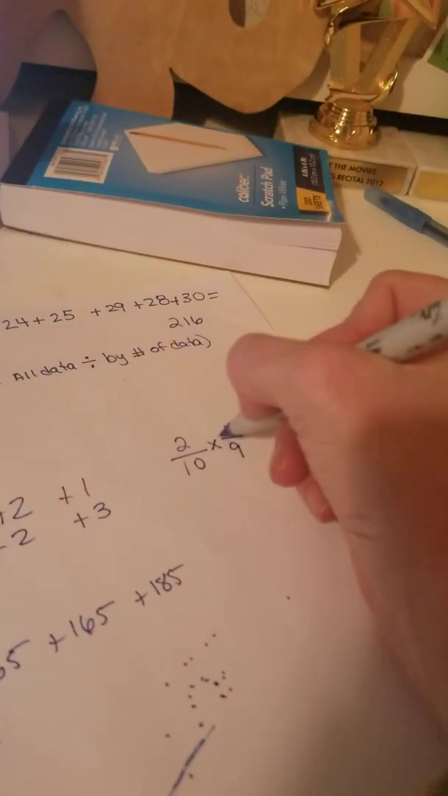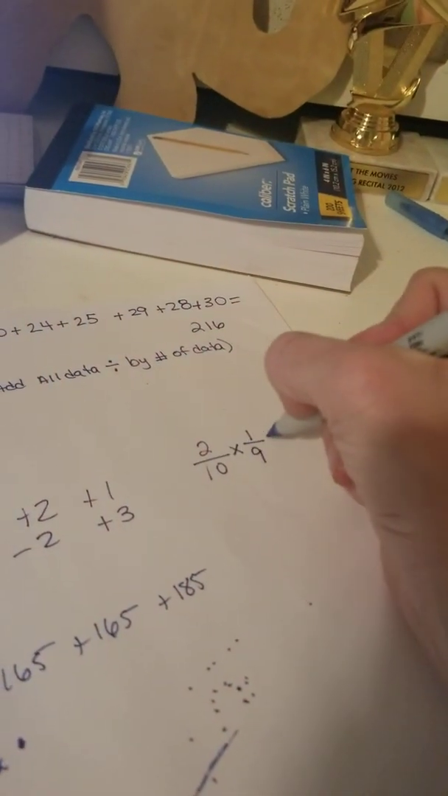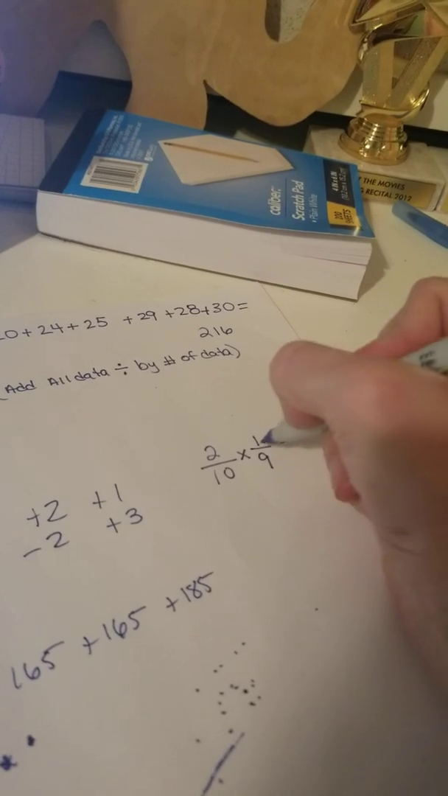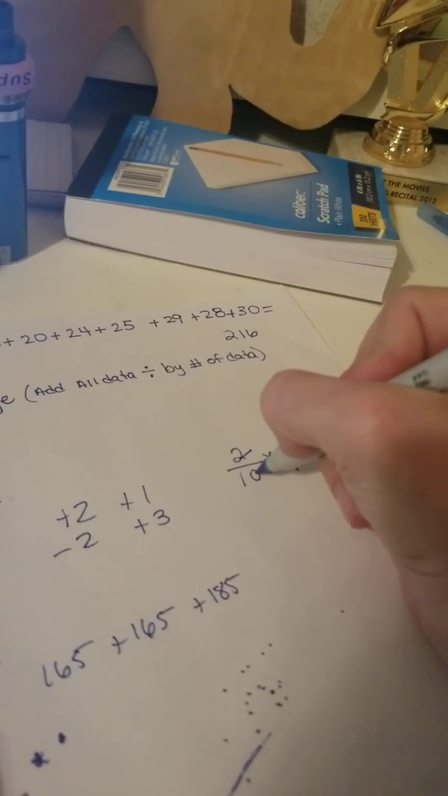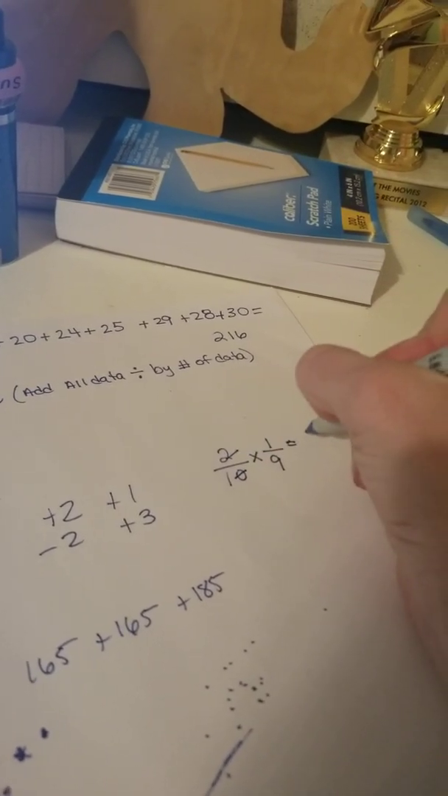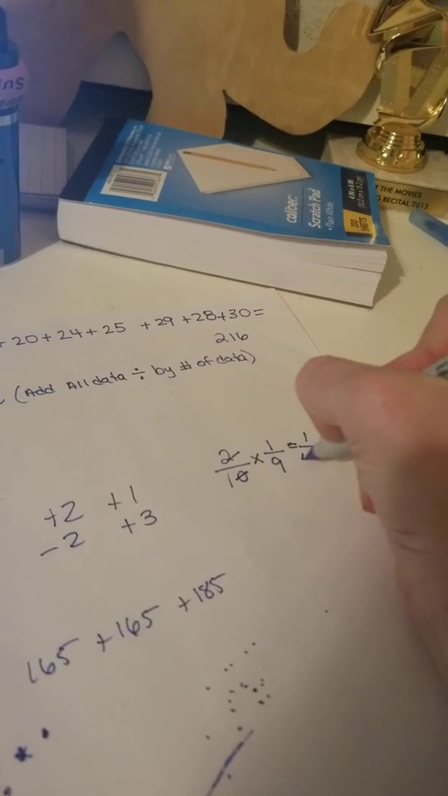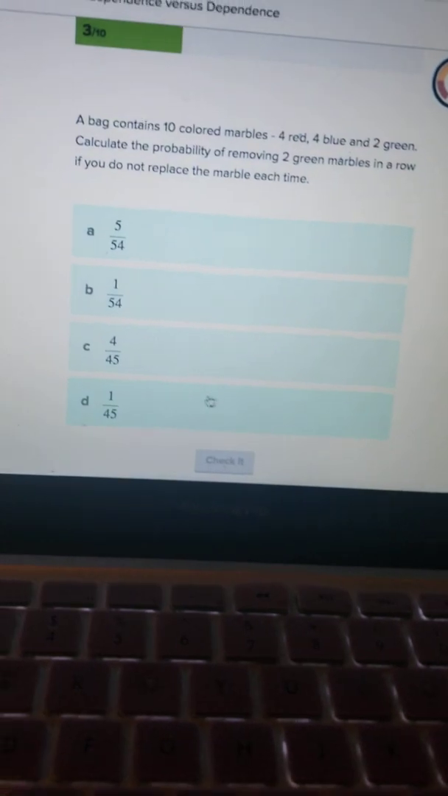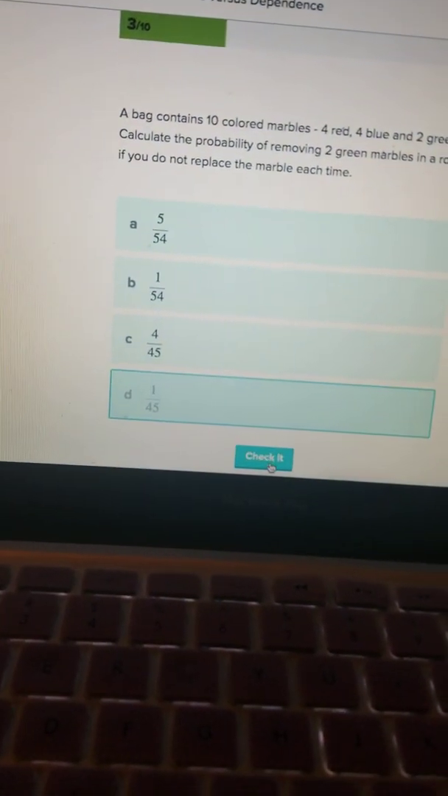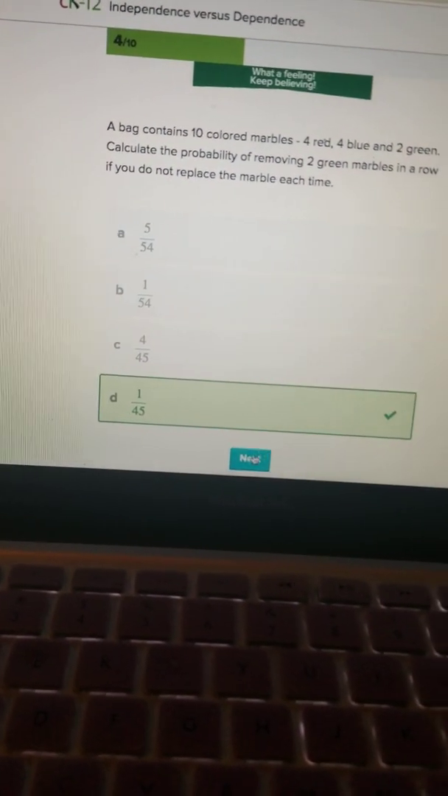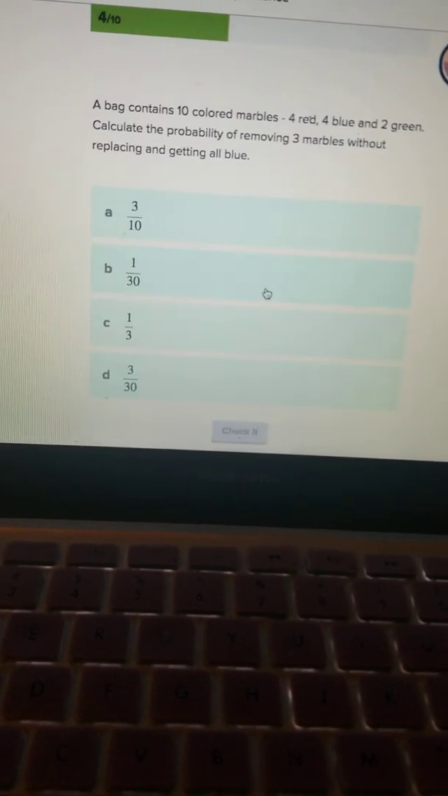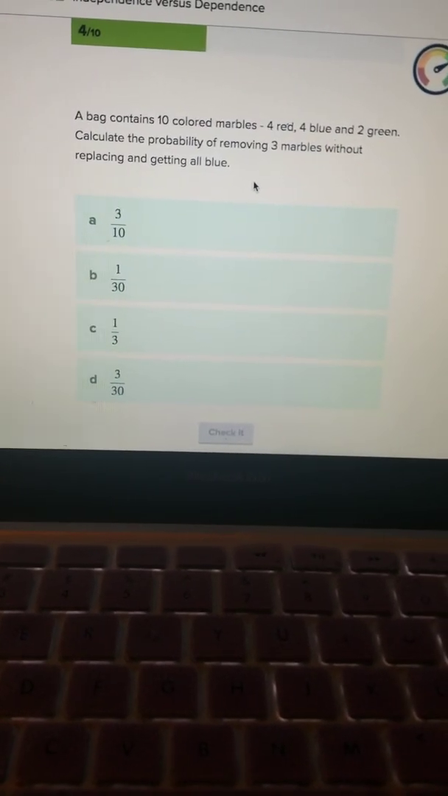So 2 in a row. 2 times 1 is 2. 9 times 10 is 90. So 2 over 90 is 1 over 45. Let's see if that's one of our answers. Yeah, 1 out of 45. Okay, so dependent.